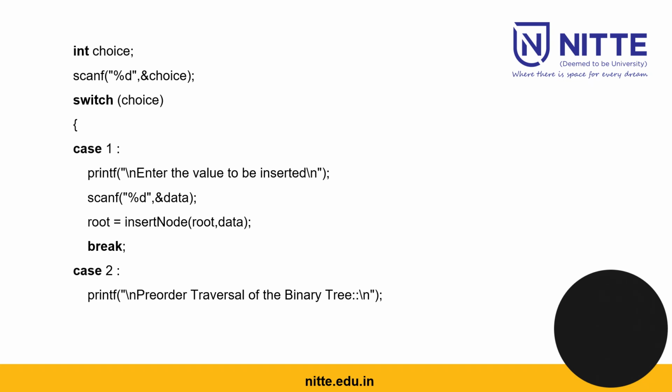Then root equals to insert node root comma data. So it will insert the data into this root, and then it will be assigned to root, then it will break. So whatever value we have inserted here will be assigned to root. Now it will break, and if I press 2, then it will go to case number 2, and it will print pre-order traversal of the binary tree.